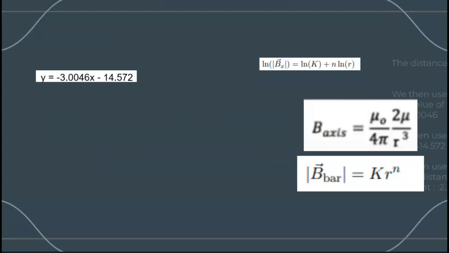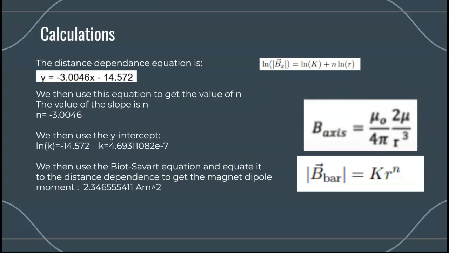In order to do the calculations, we linearized our values and got the equation of the line as y equals negative 3x minus 14.572. We then use this equation to get the value of n and k. The value of n is the slope of the graph, which is negative 3.0046, and we then use the y-intercept to get the value of natural log of k, and then proceed to find the value of k as 4.693 times 10 to the negative 7th. We then use the Biot-Savart equation, equate it to the distance dependence equation and get the magnitude of the dipole moment, which is calculated to be 2.347.